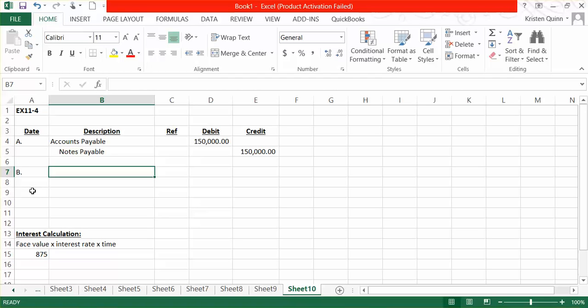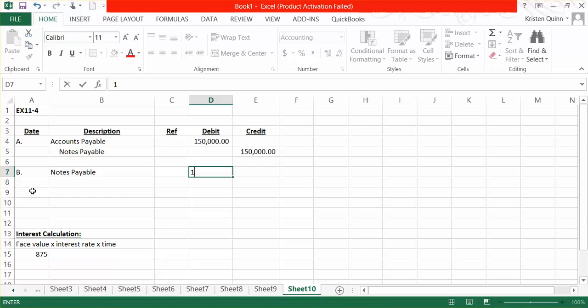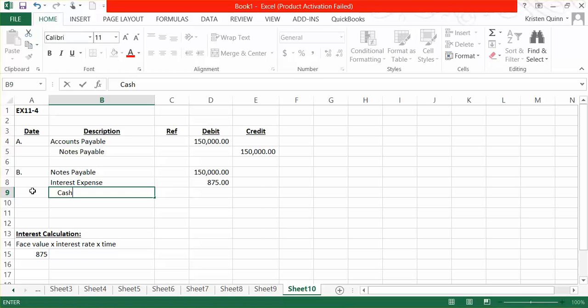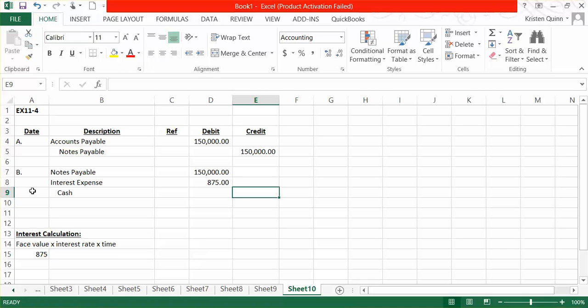We can now journalize the payment of the note. We will eliminate our notes payable for the full $150,000. We can only take off the note at what we put it on for. We know that we not only have to pay $150,000, we also have to pay an additional $875 in interest. This is considered an expense to our business. So we have an interest expense of $875. And to pay off this loan, we have to pay out cash. And the cash will be the total value we need to pay, which is $150,875.